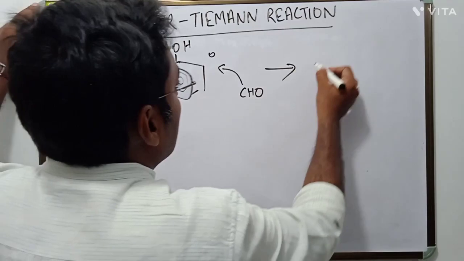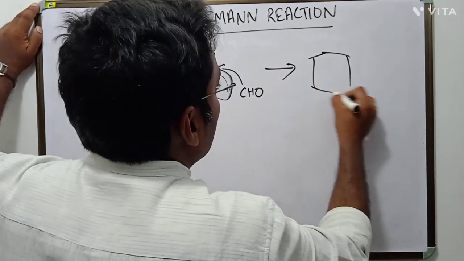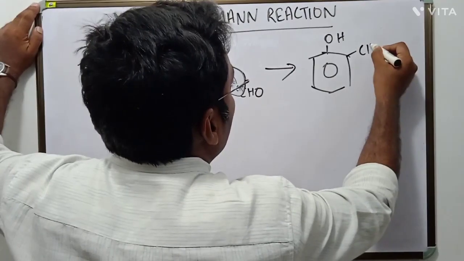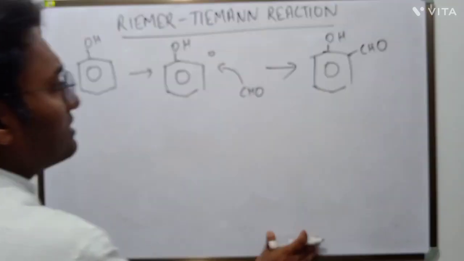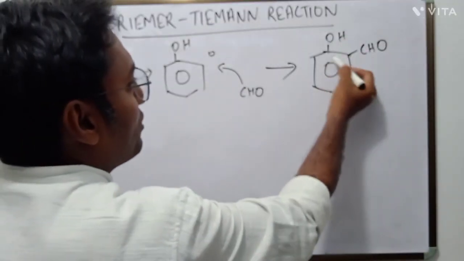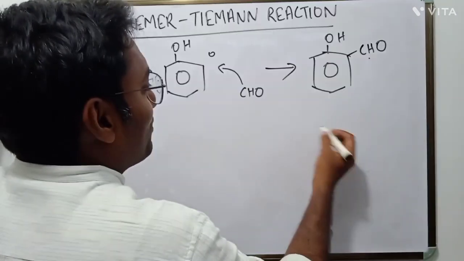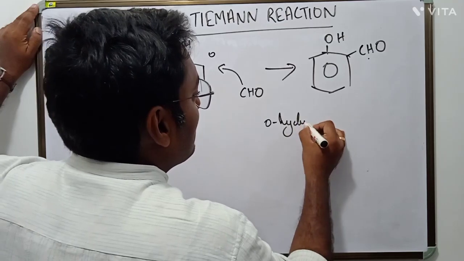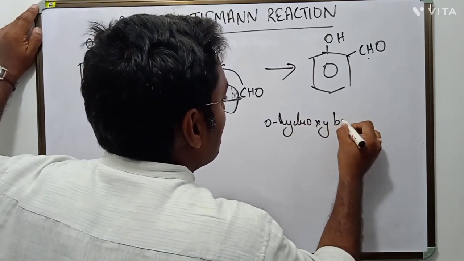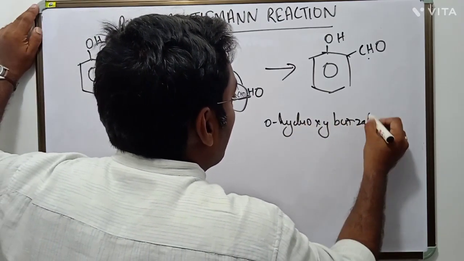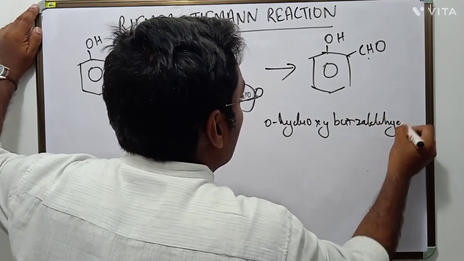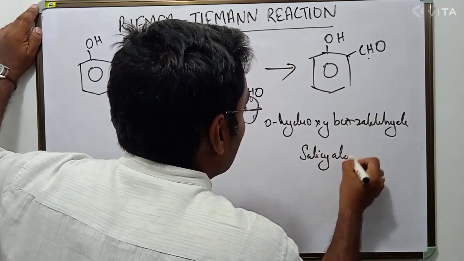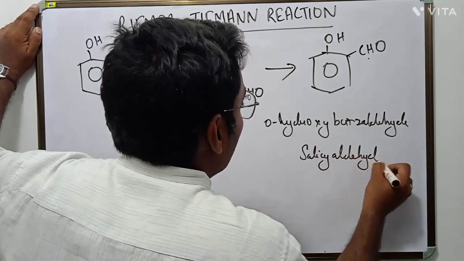So the product that you get out of a Reimer-Tiemann reaction is orthohydroxybenzaldehyde. What is it? Orthohydroxybenzaldehyde. Okay, so it is also called as salicylaldehyde. Okay, so that is the product that you get.